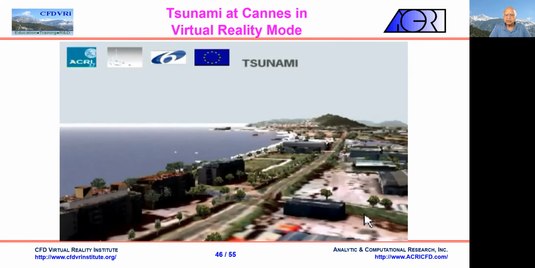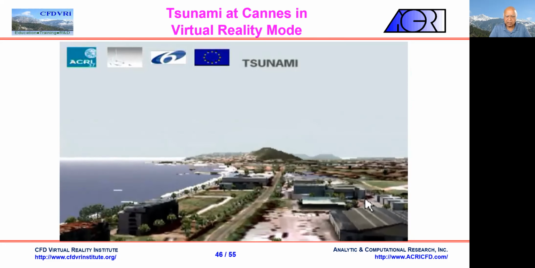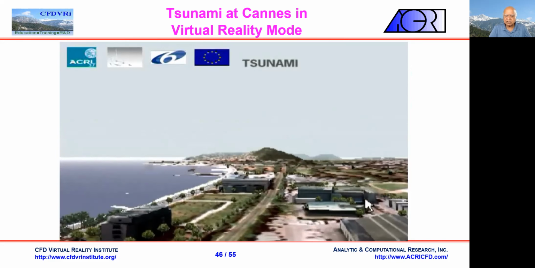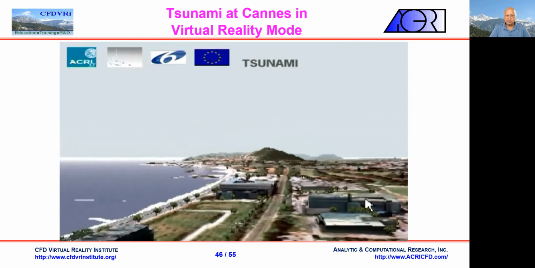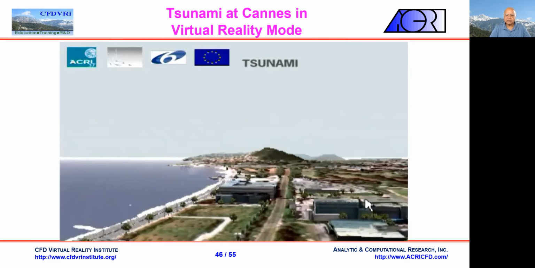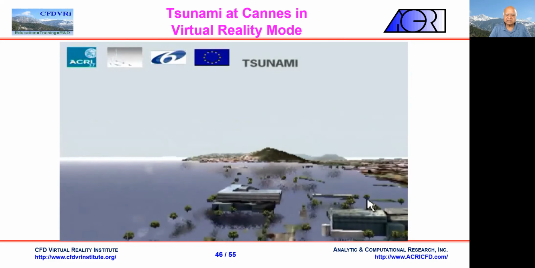Okay, so this is what the future of CFD is, when we do a disaster simulation, such as what happened in New Orleans, we could actually simulate what's going to happen, take steps to avoid the disaster that did occur.